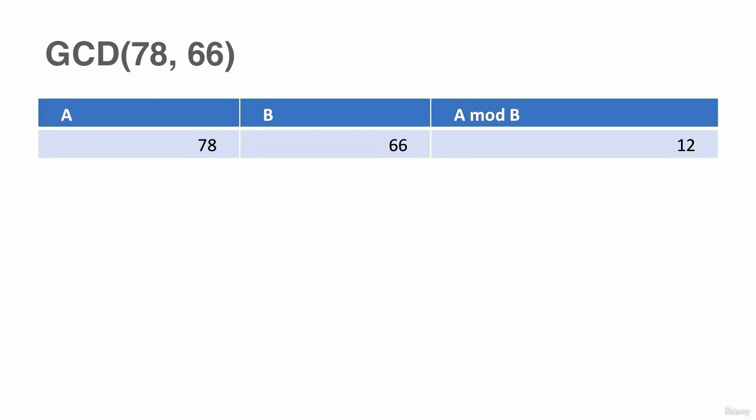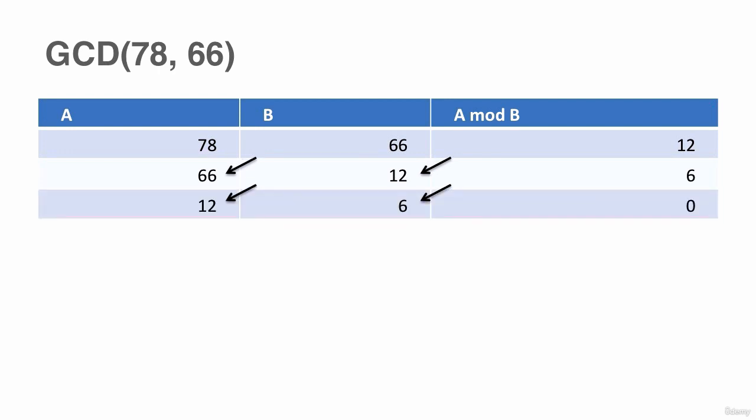In the next step, a becomes b and b becomes the remainder. Now a is 66 and b is 12. The new remainder when you divide 12 into 66 is 6. In the next step, a becomes 12 and b becomes 6. The new remainder when you divide 6 into 12 is 0. In the final step, a becomes 6 and b becomes 0. At that point, the algorithm ends because b is 0. Amazingly, the value of a is 6, which is the GCD of 78 and 66.